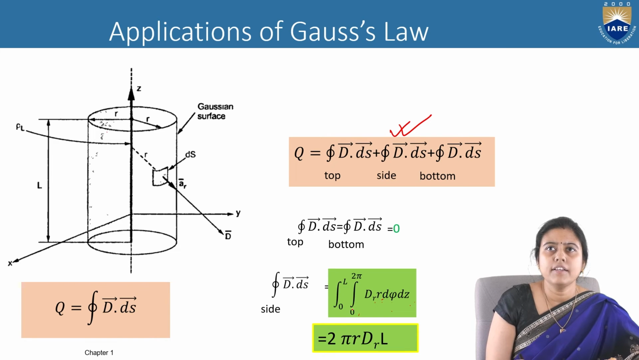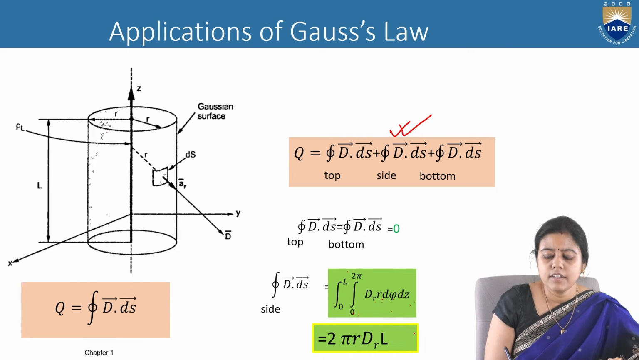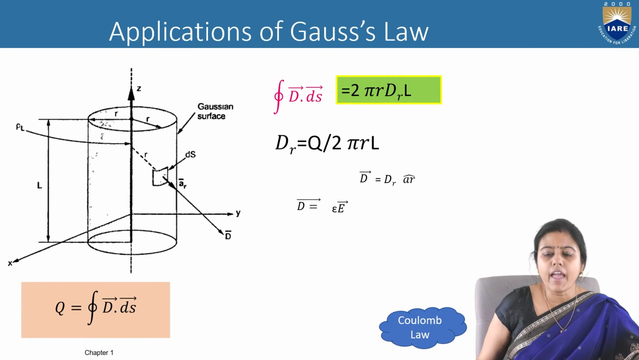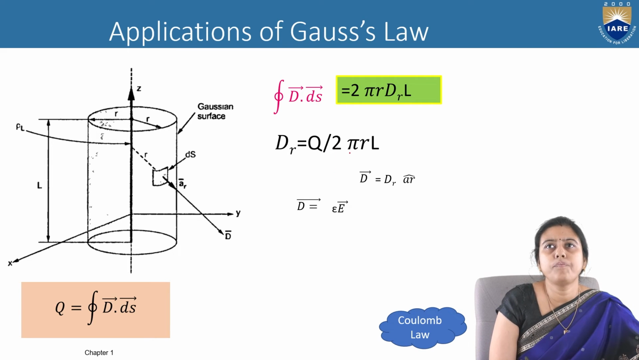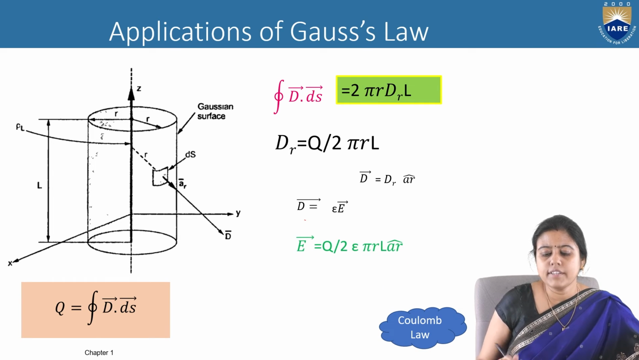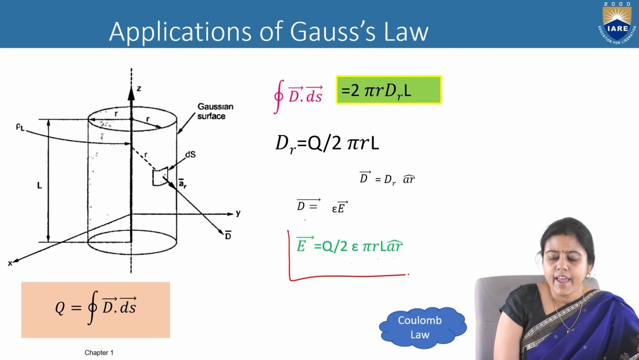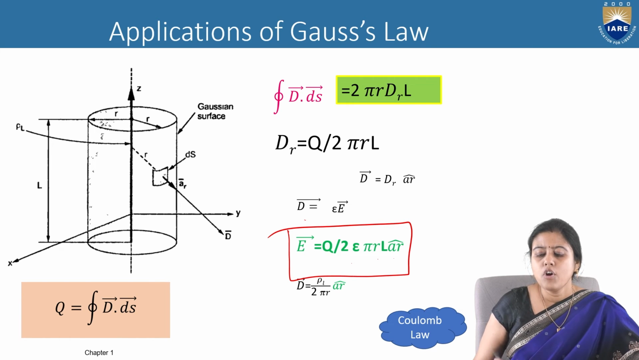So what is the range? φ is 0 to 2π and z is 0 to L. If we integrate it, we will get D 2π ρ L. And we also know that D is equal to Q by 2π ρ L, and D is equal to ε E. So what is E? E is nothing but Q by 2π ε ρ L a_ρ.